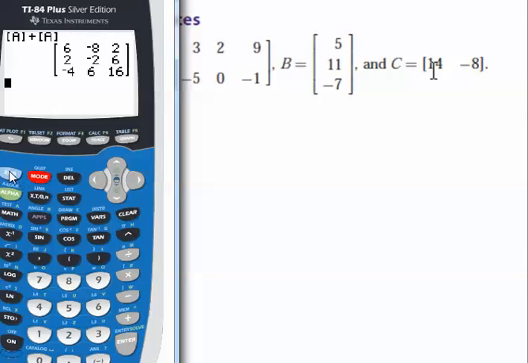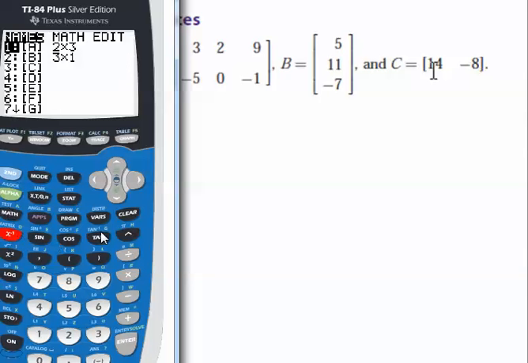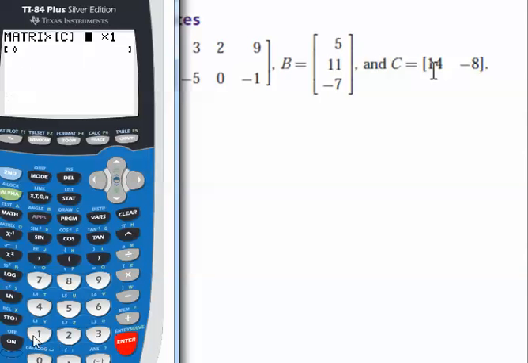Second quit, second matrix, and my edit. My C matrix here is a 1 by 2, and it's 14 and -8. Okay, I got my values in there now.